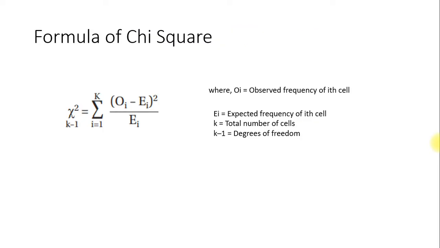This is the formula for the chi-square test, where you have observed values and expected values. So when you deduct observed minus expected, and then you divide it by the expected and take a sum of these squared values, that brings you the chi-square value. This purely depends upon the k minus 1 degree of freedom.